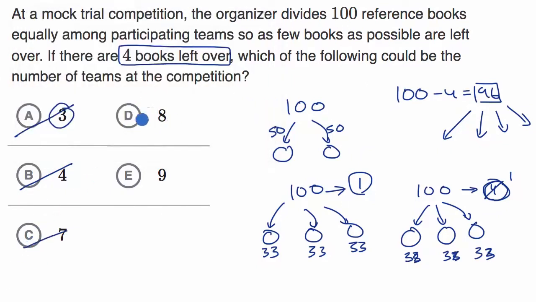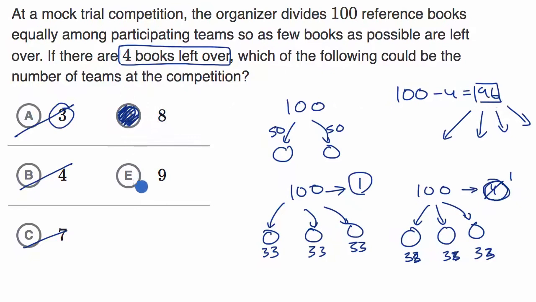Now, is 96 divisible by 8? Well, sure, that's 8 times 12. So you could have 8 teams that each get 12 books, and then you would have 4 left over. And so this one looks great, because 96 is perfectly divisible by 8, and 8 is larger than the amount that you have left over.